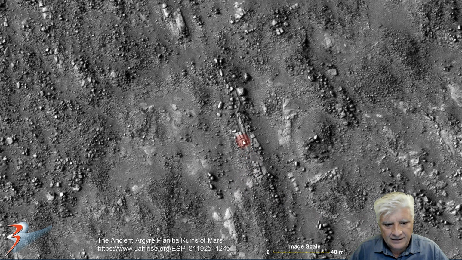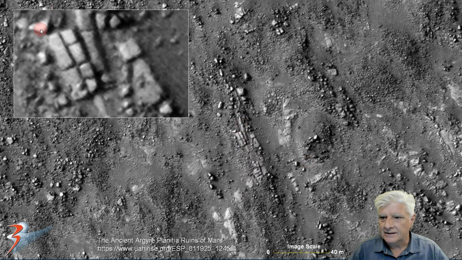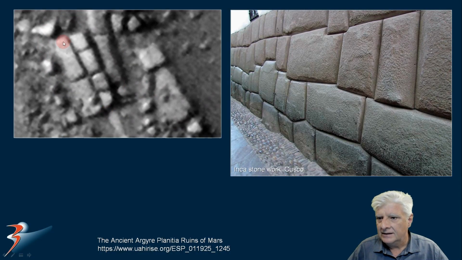We're looking at the rows of blocks over here. Check this out, folks. Two similar ones of equal length, and then two smaller ones next to each of the longer ones. And I'll compare it to the Inca stonework found in Cusco.